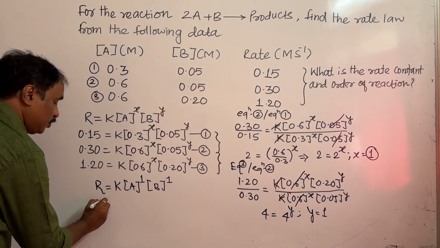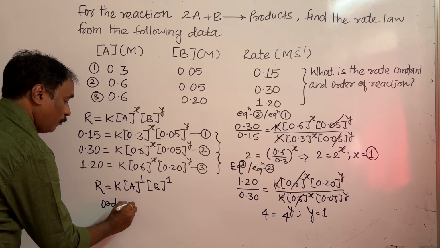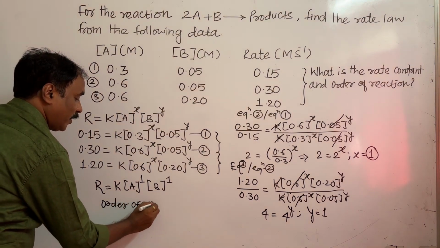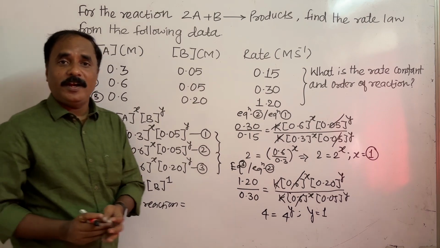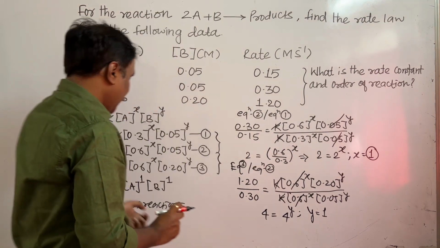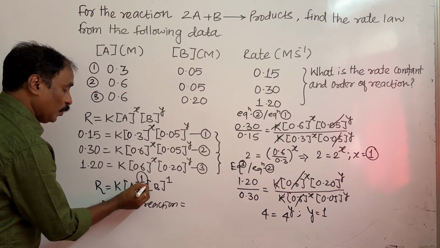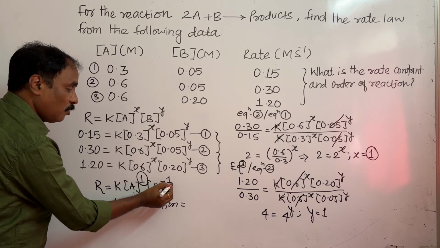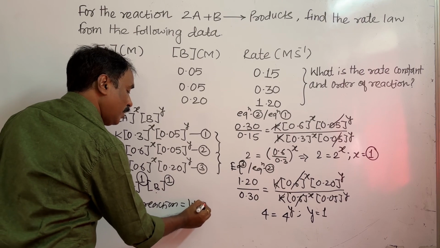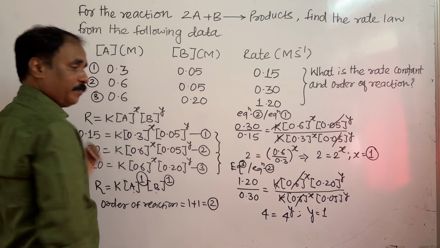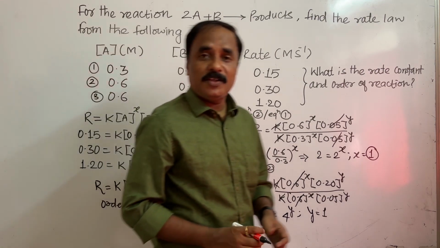So order of reaction, from this rate law, we know that order of reaction is the addition of exponents. The reaction is first order with respect to A. The reaction is first order with respect to B. So what is the order of reaction? It is 1 plus 1, and the reaction is second order. Is that it? The reaction is second order.